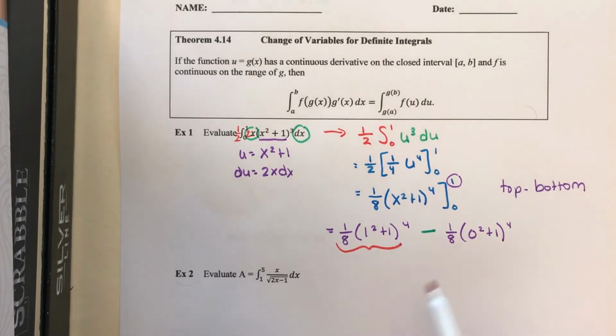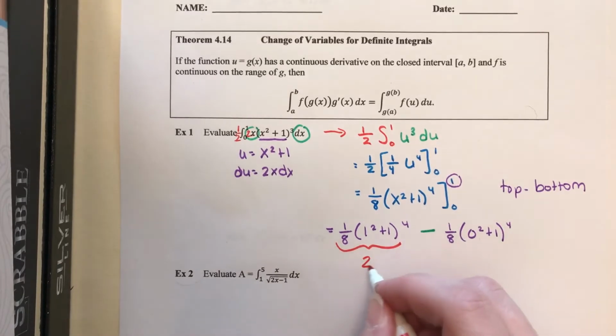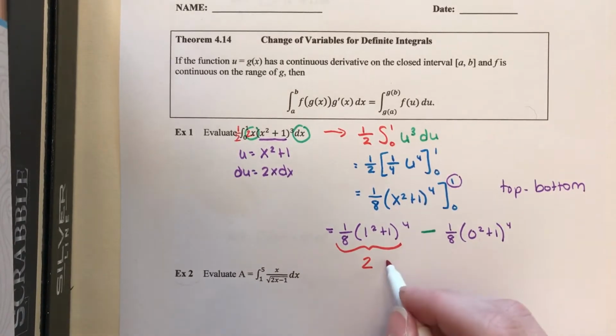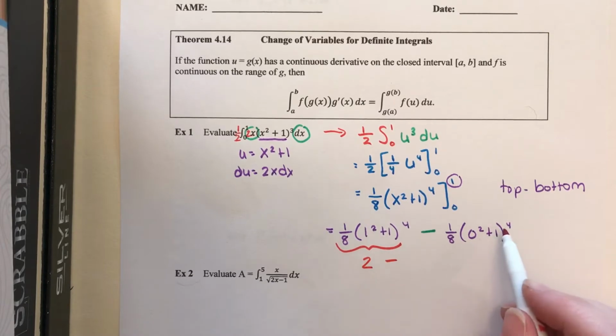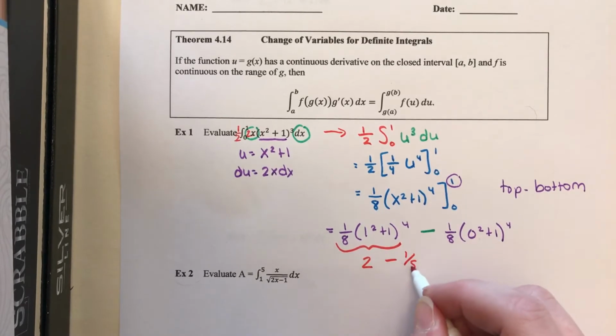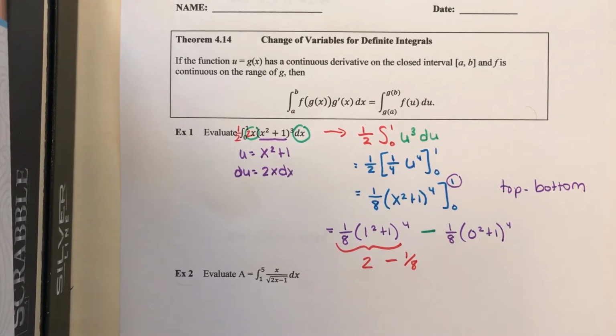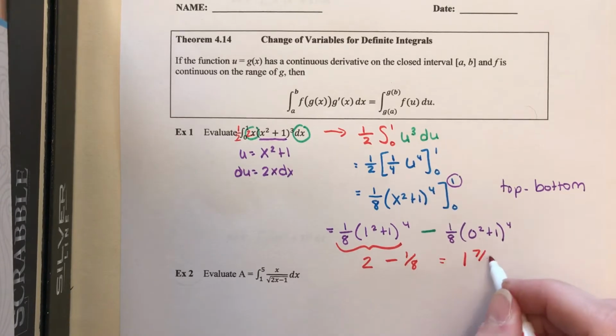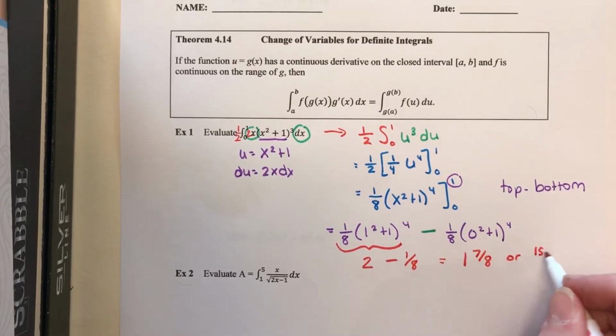So all we're going to do is evaluate both separately. So this would give me 1 plus 1, so 2 to the 4th power, which is 16, and then 1/8 times 16 is 2. And then minus, this would give me 1. 1 times 1/8 is 1/8. So we can write that as 1 7/8. Or we can write that as 15/8.